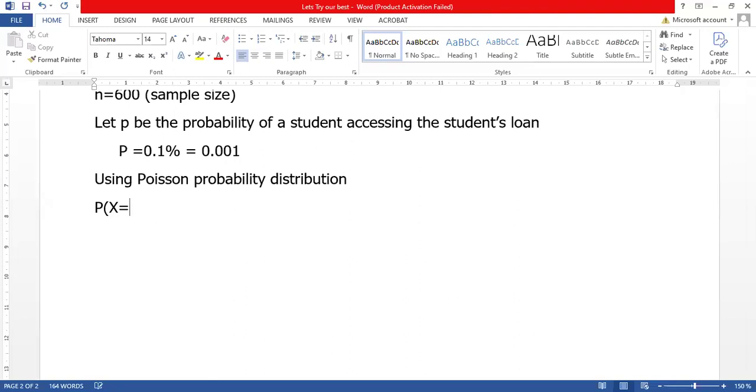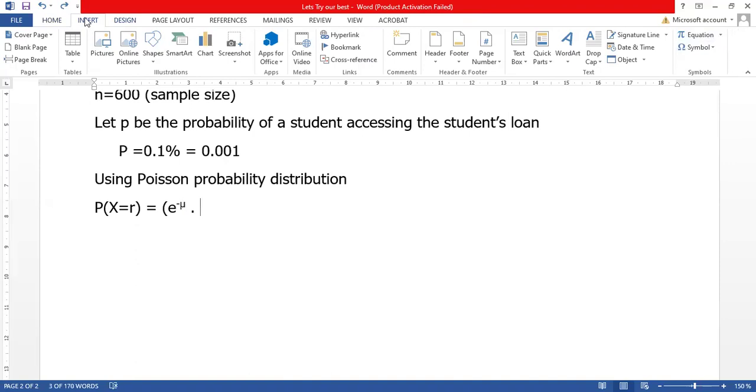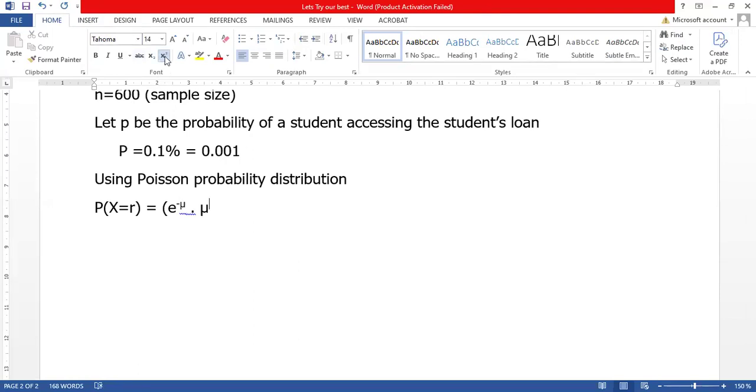The probability of X equal to R, what is the formula? How do we get this? E power negative lambda, divided by... Lambda power what? Power x, power R. If you put here R, it is power R. Then everything divided by R factorial.